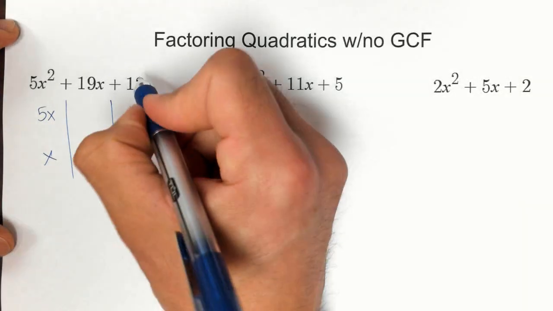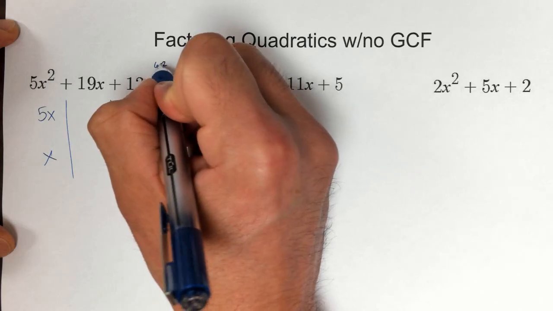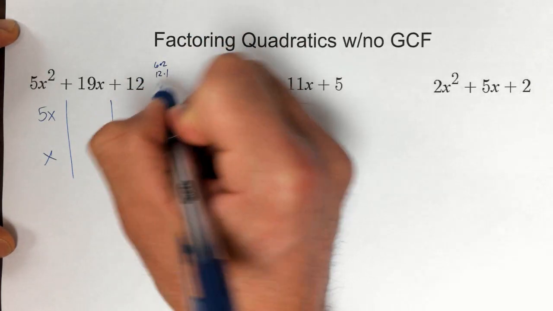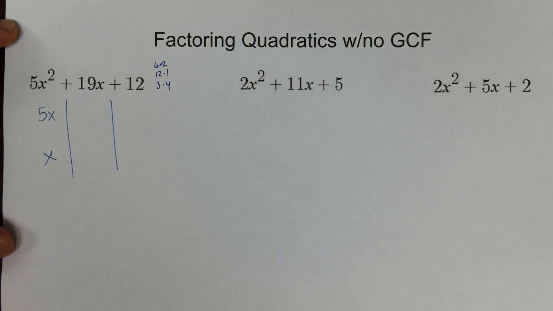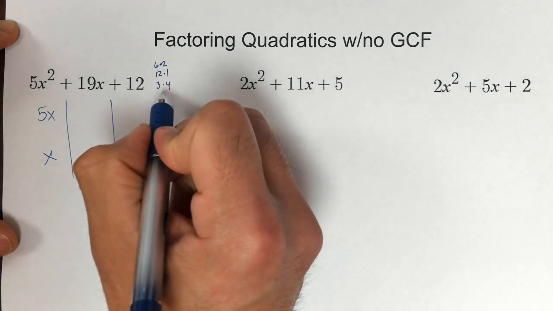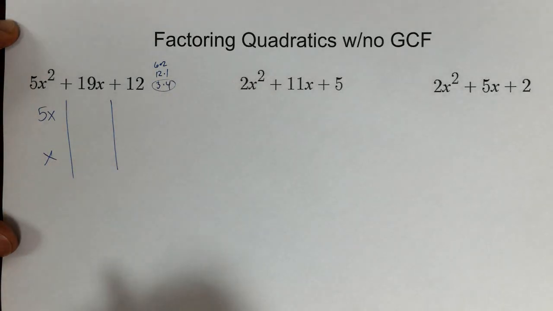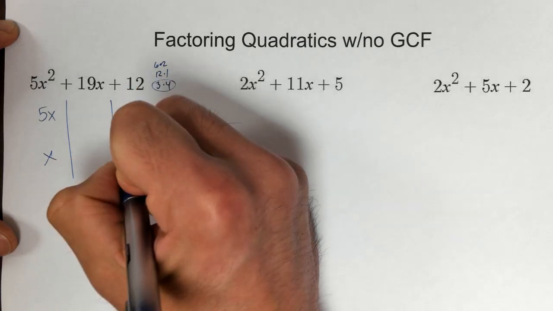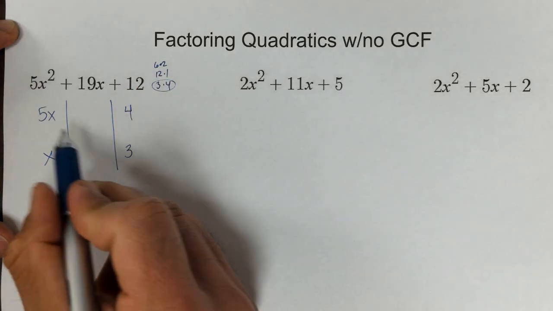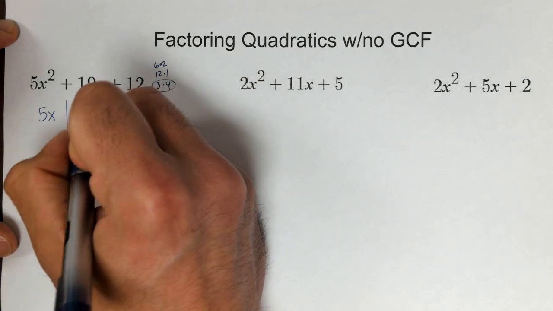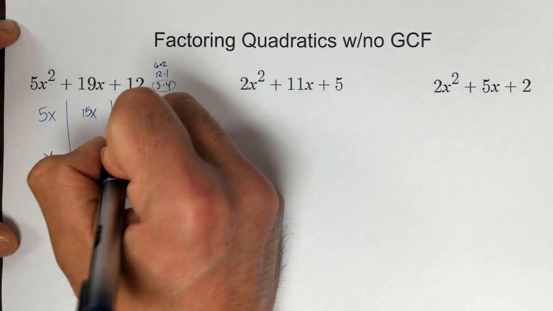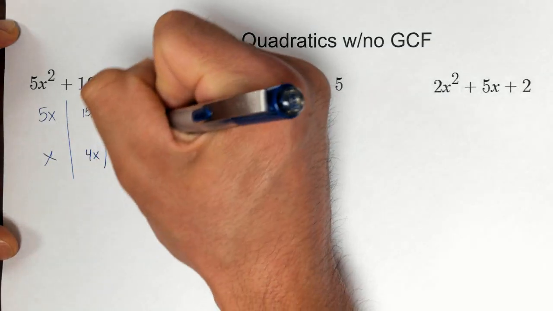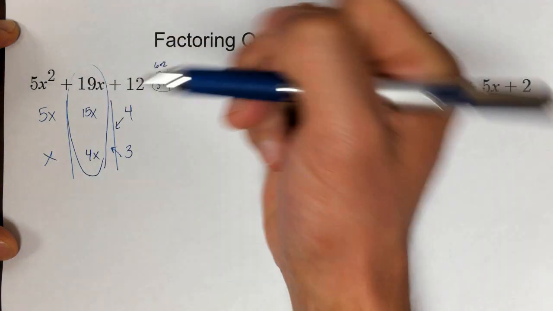Now, 12 gives you 6 times 2, 12 times 1, 3 times 4. The more you practice these, the faster you're going to be able to get at recognizing the patterns. I'm going to focus on 3 times 4. And specifically, I'm going to focus on 4 times 3, because I know 3 times 5 is 15x, and 4 times 1 is 4x. That's how I'm going to get that positive 19 from the two combinations.